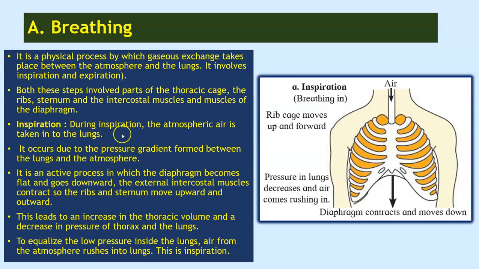Now during inspiration, the atmospheric air is taken into the lungs. It occurs due to the presence of a gradient formed between the lungs and the atmosphere. It is an active process in which the diaphragm becomes flattened and goes downwards. The external intercostal muscles contract so that the ribs and the sternum move upwards and outwards.